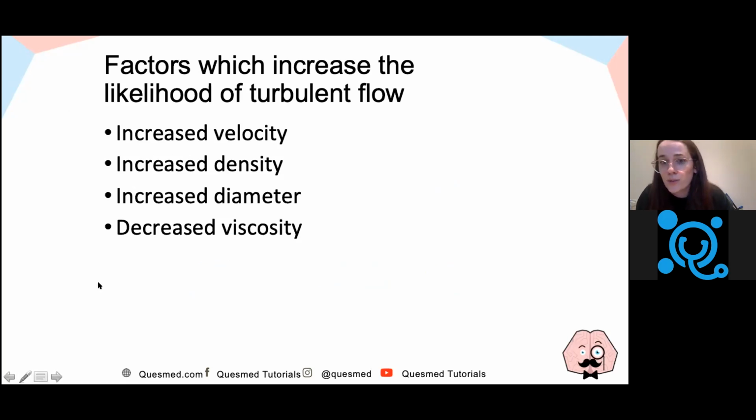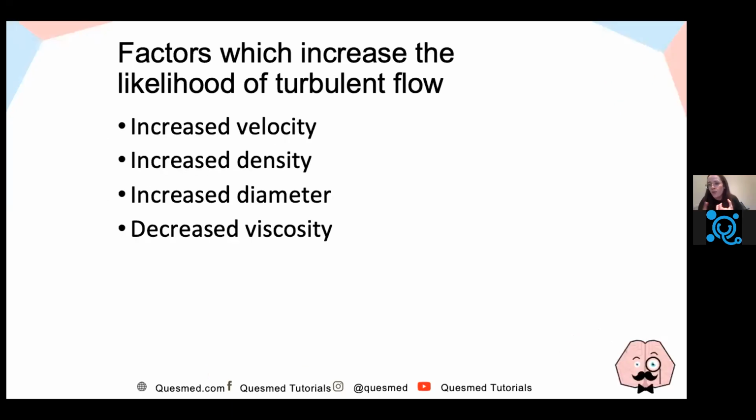Increased density of the fluid, increased diameter, but decreased viscosity. So viscosity is how thick a fluid is. If you think about golden syrup flowing as opposed to water, the golden syrup would be much more likely to be flowing in parallel lines because it's really thick and viscous and sticks together, as opposed to the water, which is far less viscous. Okay.